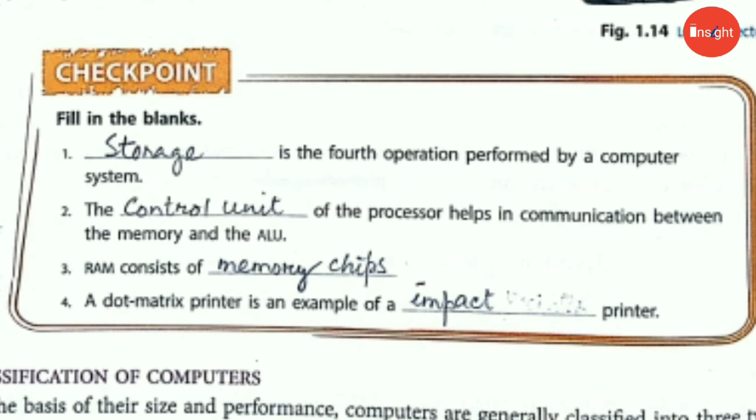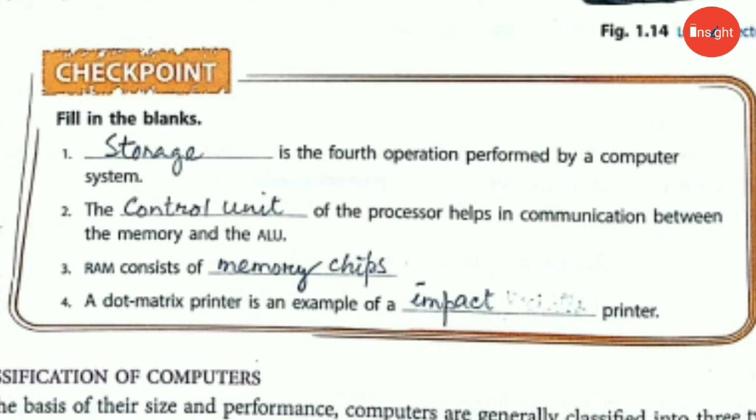Let us see what is that. Fill in the blanks. Number 1. Dash is the fourth operation performed by a computer system. Answer is storage. Number 2. The dash of the processor helps in communication between the memory and the ALU. The answer is CU, control unit.